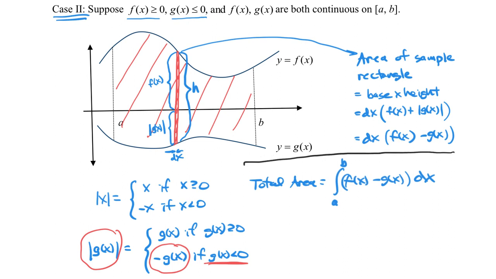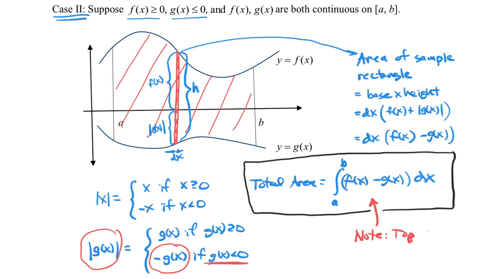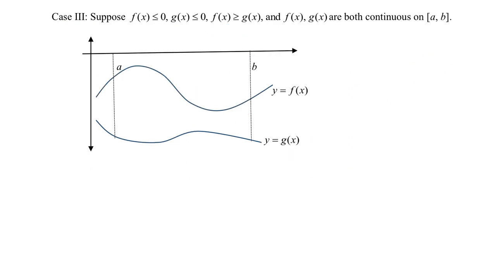For case 2, we have this formula. I'll put a little gap here so you can make a little note once again. The note here is really what we've got is top function minus bottom function. So it's the same as before, the same area that we had before. Just take this top function, f of x, minus the bottom function, g of x. And if we integrate that from a to b, we get the total area between the two curves, just like last time. All right, so our final case, case 3.